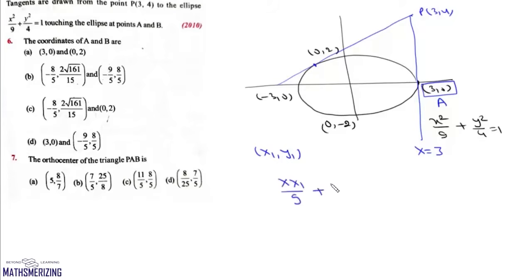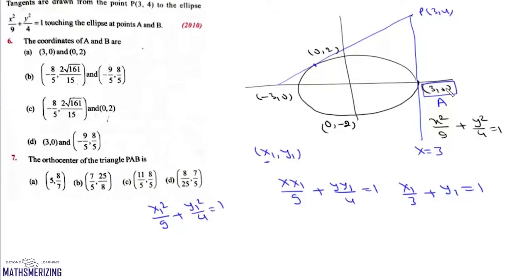x1 upon 9 plus y1 upon 4, and it is equal to 1. Now this tangent will pass through (3, 4). So we'll put x as 3 and we'll put y as 4. So we'll get x1 by 3 plus y1, and this value will be 1. So now we have two equations. Since this point (x1, y1) will also lie on this ellipse, it will satisfy its equation.